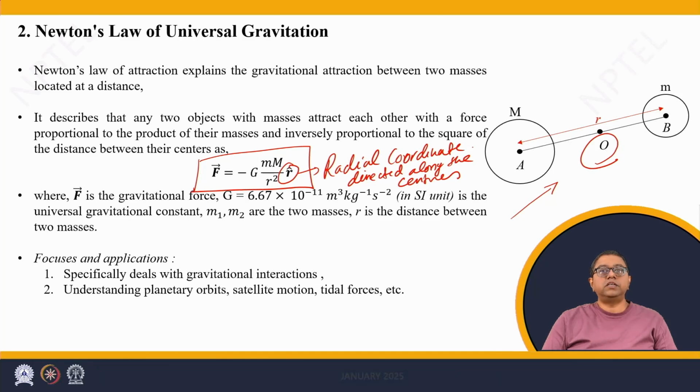F is the gravitational force, G is the gravitational constant, which is universal for all materials. G equals 6.67 into 10 to the power minus 11 meter cube per kg per second square. M1 and M2 are the two masses and r is the distance between them. This is the very familiar law of gravitation proposed by Newton for two objects which have their centers at a distance of r between them.